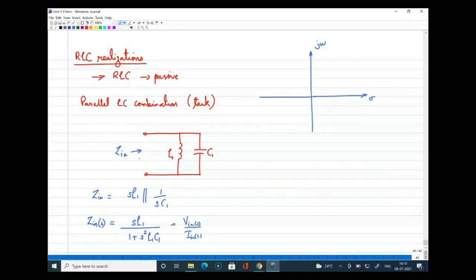So how many zeros are there? Can I get a response in the chat? There is 1 zero, and how will you get the zero? That is from the numerator. So there is 1 zero, and the location of the zero is actually at the origin. So I'm just marking it with a zero in the pole-zero plot.